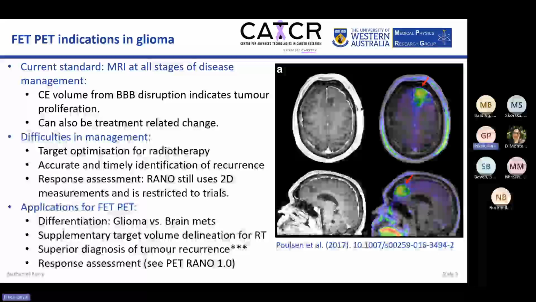So FET-PET is showing promise in differentiating glioma and brain metastases, as well as its supplementary information for target volume delineation, as well as its most common indication within the clinic, or in clinics that use FET-PET, which is superior diagnosis of tumor recurrence. And now there are also PET-RANO response assessment criteria that have been released.